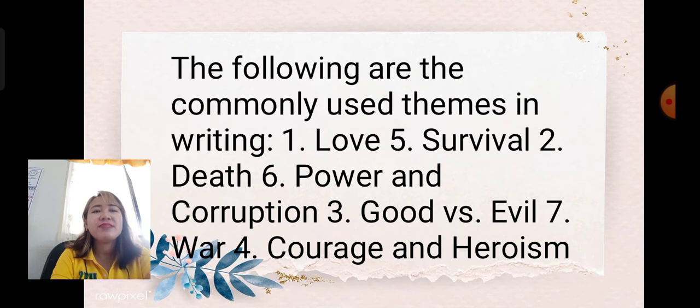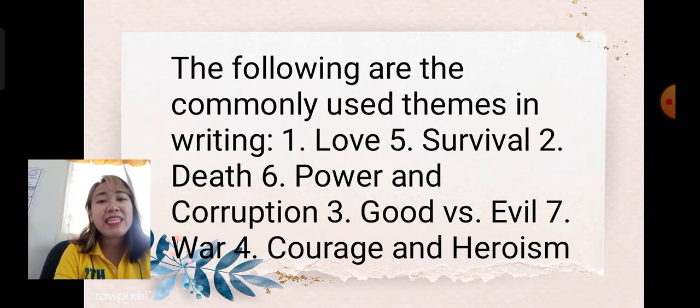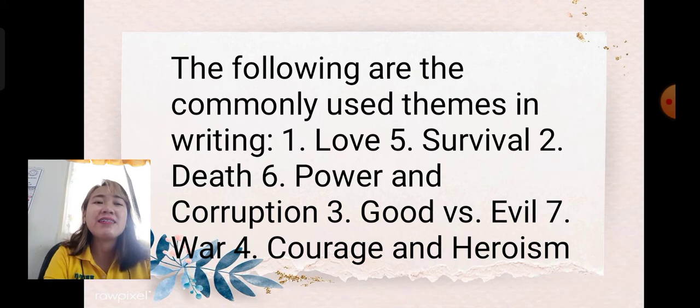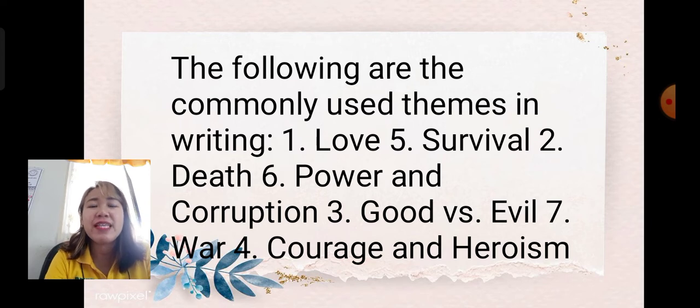Okay? So, the following are the commonly used themes in writing. So, first, ito yung mga usually na nagiging tema ng isang storya na kadalasang nababasa natin. So, first is love, of course, survival, death, power and corruption, good versus evil, war, and then courage and heroism, yung pagiging hero.